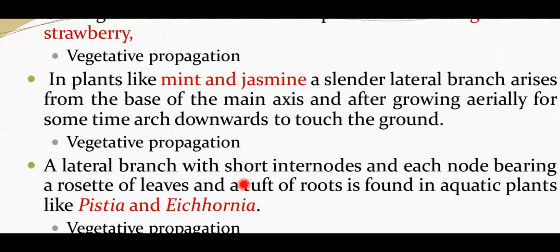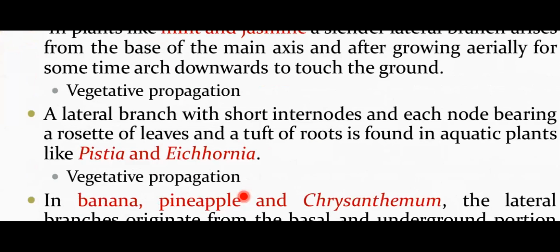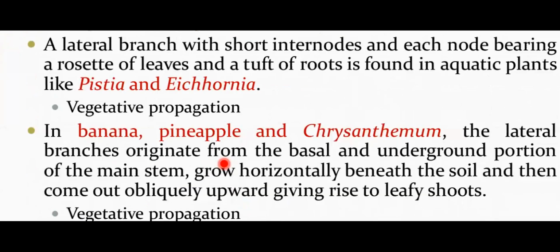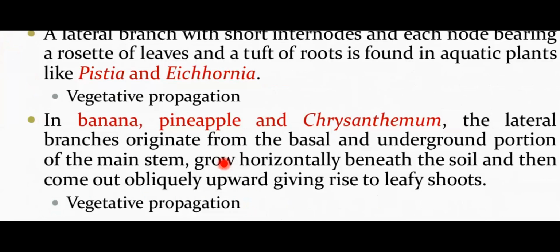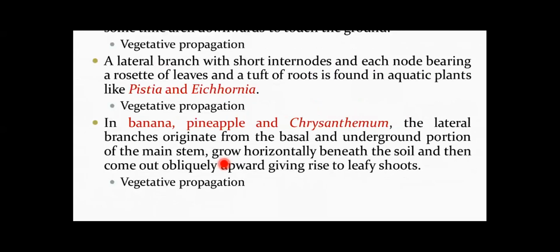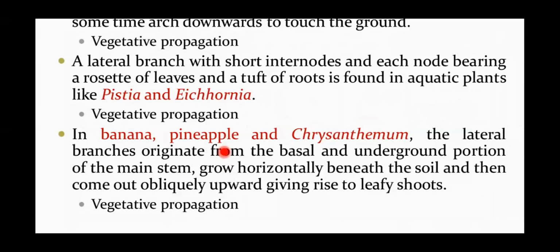Whereas in certain plants like Pistia and Eichhornia, a lateral branch with short internodes and each node bearing a rosette or a tuft of leaves or tuft of roots is found in aquatic plants, and that is also designed for vegetative propagation. That is what we call as offset. You all know that. Another example under this modification of stem is banana. Similarly pineapple, chrysanthemum. What happens in this modification is lateral branches originate from the basal and underground portion of the main stem, grow horizontally beneath the soil, and then come out obliquely upward, giving rise to the leafy shoots.